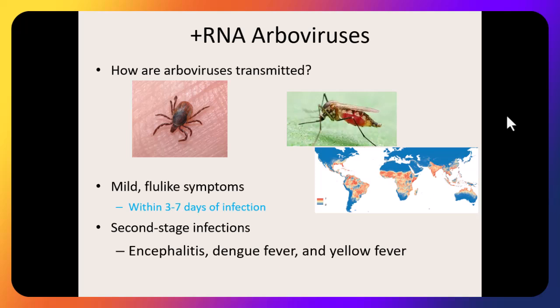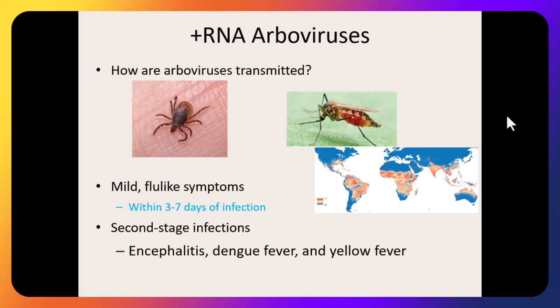Normally, the first time you get bitten by an insect, you get mild flu-like symptoms. You're not happy, not feeling great, but they can all lead to second stage infections, which means the second time you get bitten by an insect with that same virus, after your immune system has already seen it before, it can develop more extreme diseases.